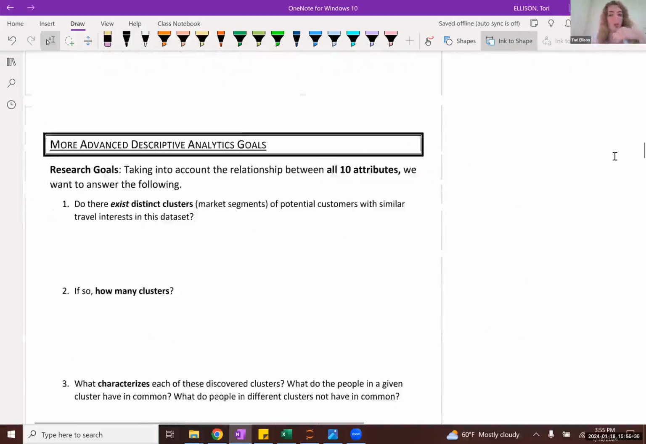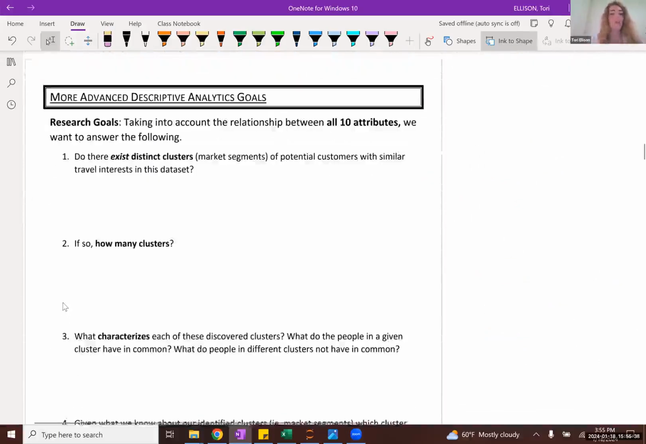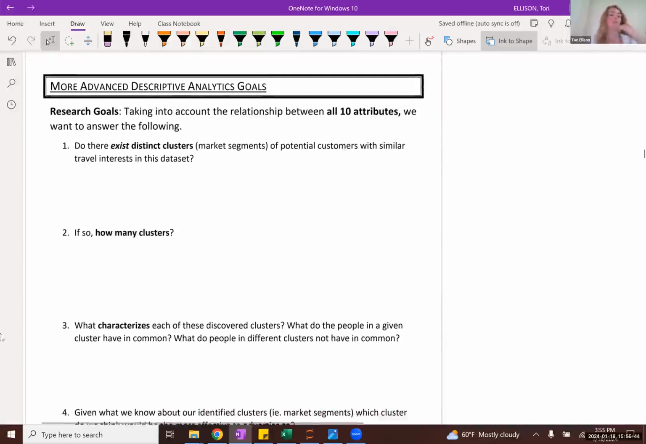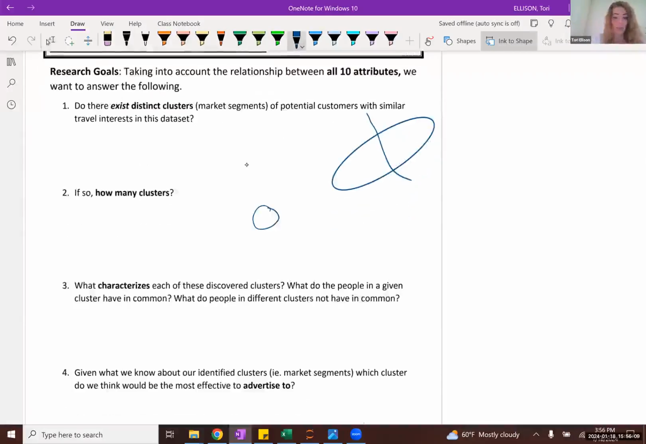Therefore, we need to employ clustering algorithms to help us truly detect whether a clustering relationship exists. That's going to be our first step in our overarching research goal. First, we ask ourselves, do there exist distinct clusters or market segments in this data set? Is returning a distinct set of clusters going to be meaningful, or are we simply taking a blob of points and cutting it up? We don't want to do that. And if there do exist distinct sets of points, how many clusters are there?